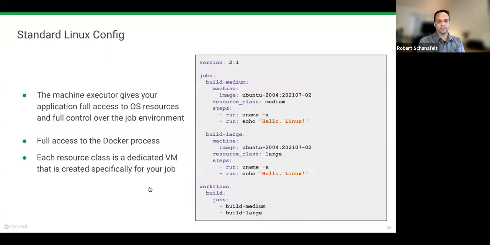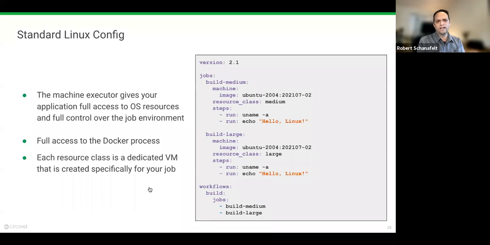Let's look at a standard Linux configuration. On the right side, you see some YAML, which is a configuration document for CircleCI. In this example, we see a workflow in a build that has 2 jobs, a medium and a large. Each of these jobs is simply printing out a little bit of information saying, hello, Linux. But you can see on the first one, we're using a medium resource class, and the second one, we're using a large resource class. So this is an example of showing you that you can mix and match the performance levels as you need to.